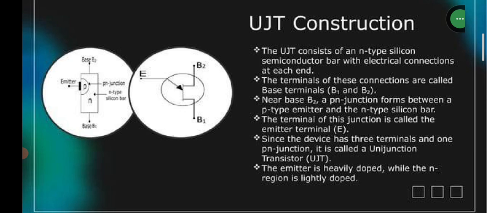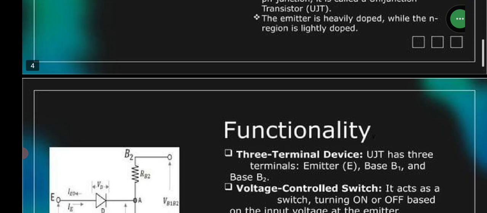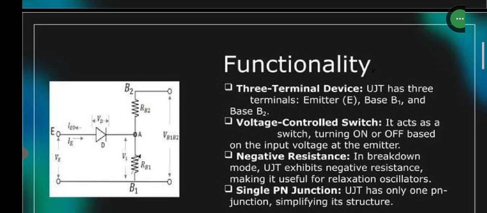The emitter is heavily doped while the N region is slightly doped. Emitter is a P-type material, N region is an N-type material, that is slightly doped material. UJT has 3 terminals: emitter, base 1, base 2. This is a voltage controlled switch. It acts as a switch turning on or off based on the input voltage at the emitter.